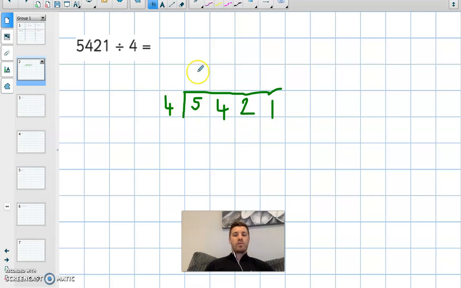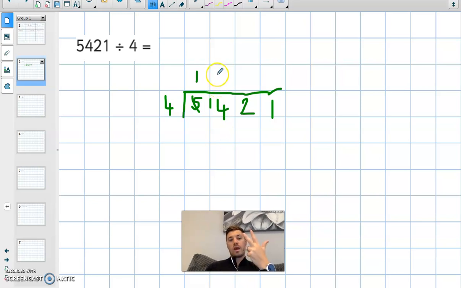So how many 4s go into 5? Well, we know there's 1. If we take 4 away from 5, because 4 times 1 is 4, take that away from 5, it gives us a remainder 1. How many 4s go into 14? There's 4, 8, 12, so I know there's 3. And if we take 12 away from 14, we're left with 2.